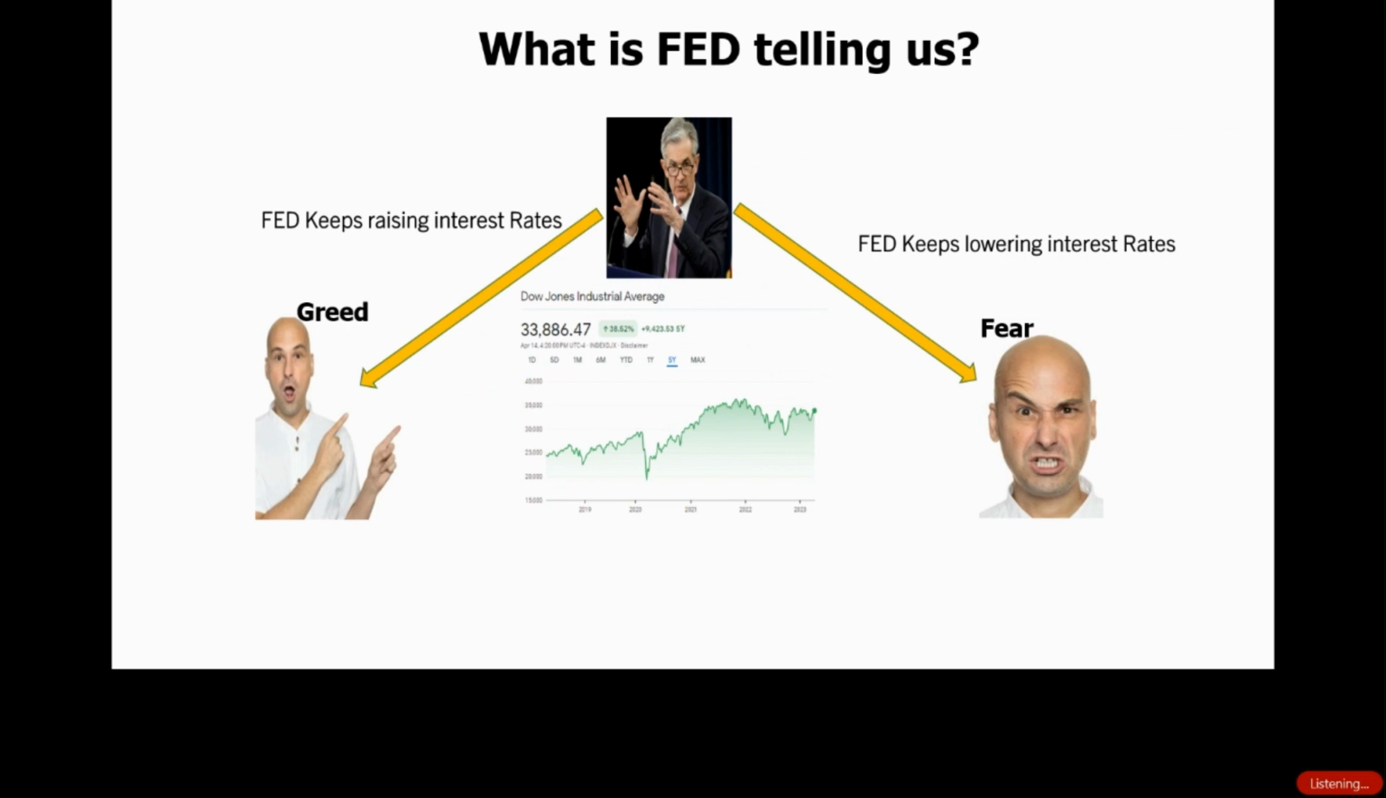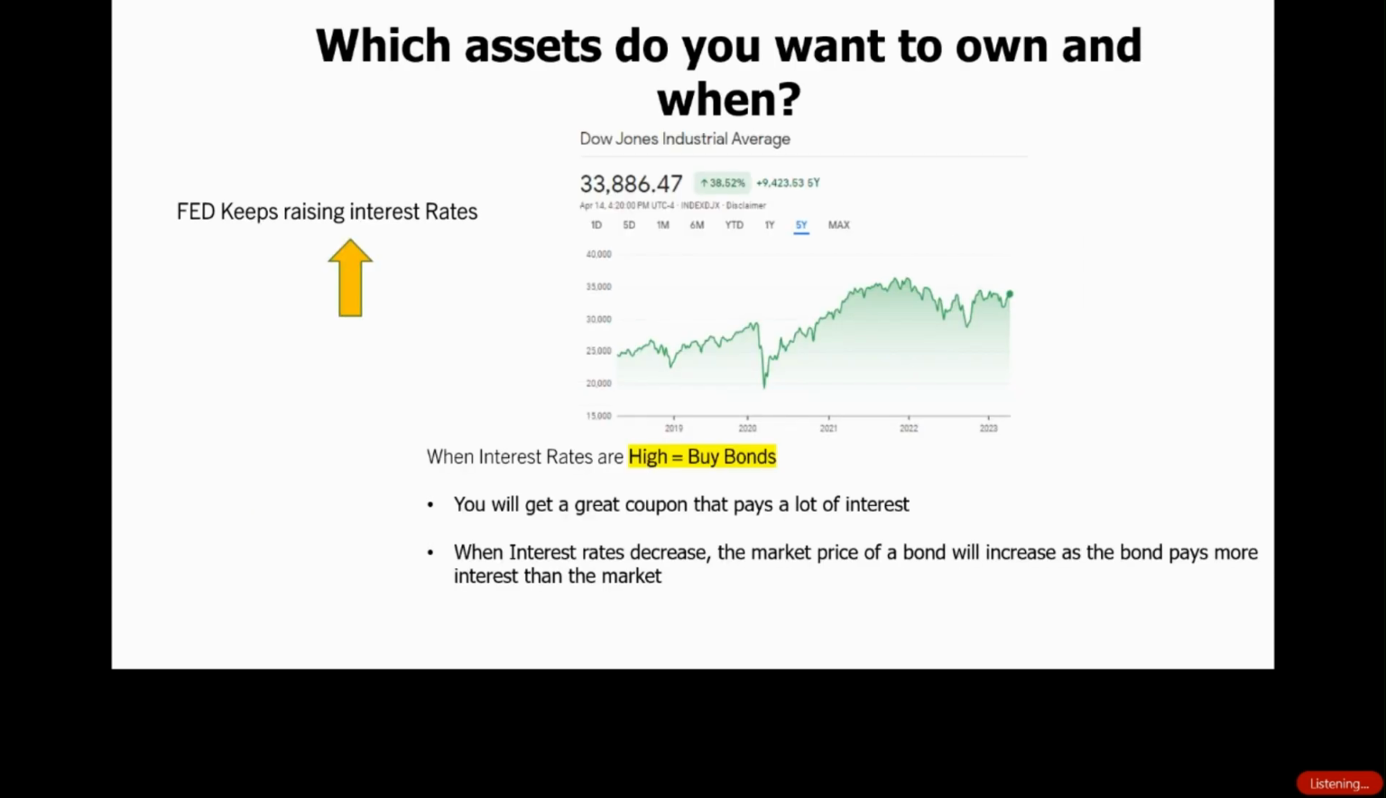So you can see here, when the Fed keeps raising interest rates, the Fed is pretty much telling you that you are in a greed cycle. When the Fed is lowering the interest rates, they are pretty much telling you that you are in a fear cycle. And so the real question comes down to which assets do you want to own and when?